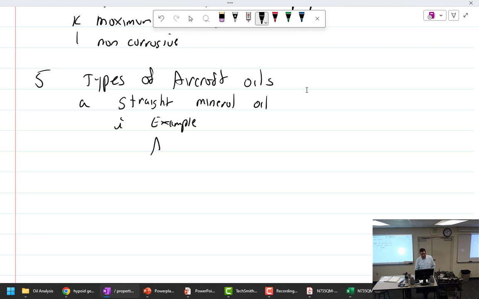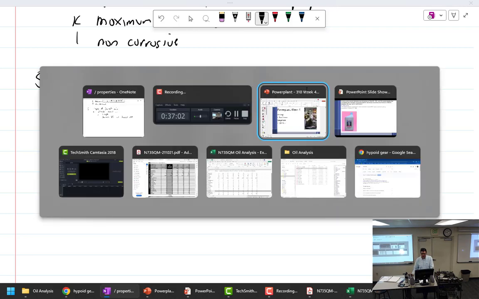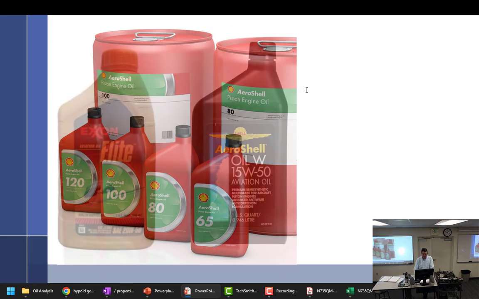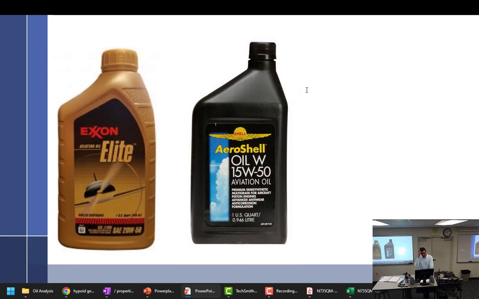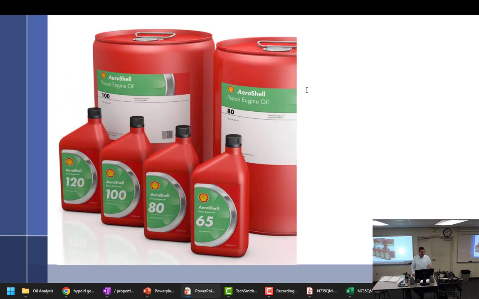An example would be AeroShell, and these are the two most common that you would use, AeroShell 80 or AeroShell 100. I mentioned the semi-synthetics, but those are something we'll circle around to. Anyway, here's the AeroShell product line in straight mineral oil.